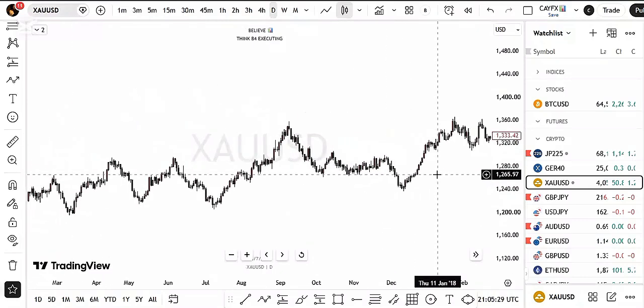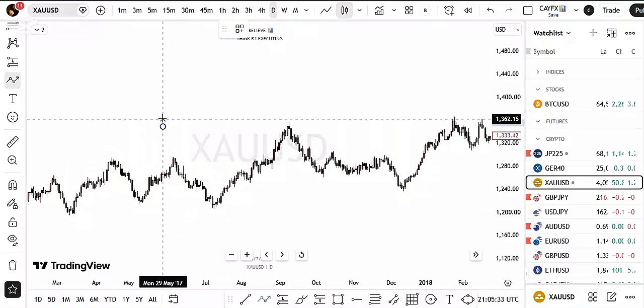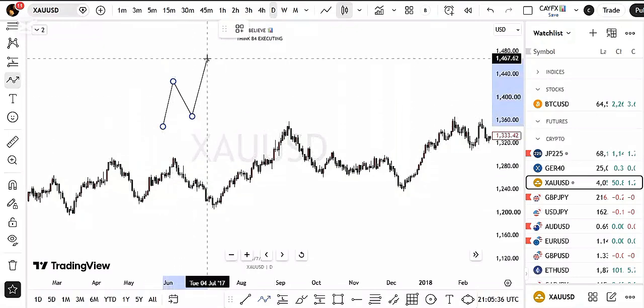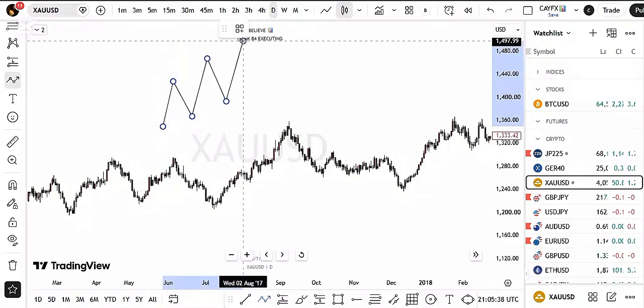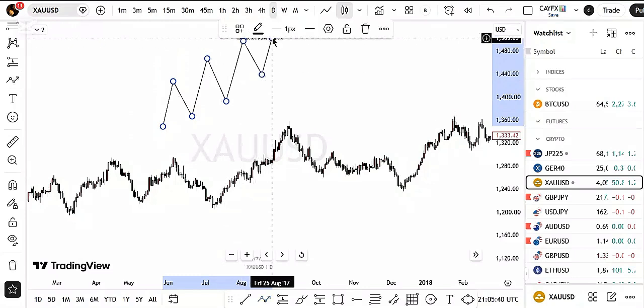So as you can see, the market is not moving the way we say it's supposed to move like this. That is why this is just the basic. This doesn't make it basic.